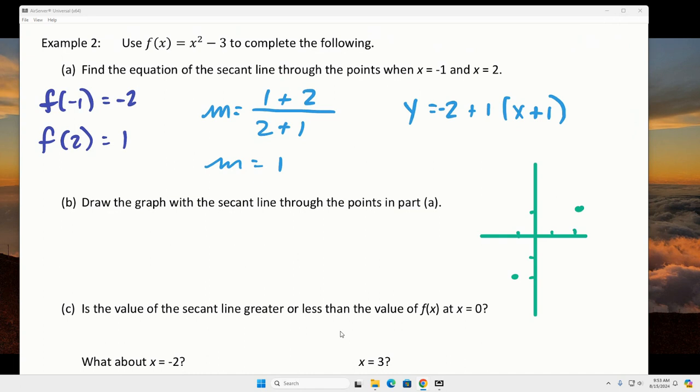Okay, so I just graphed the 2 points that I found on the A part. And this time I know this is a parabola that opens upward, and I know also that it shifted down 3. So my vertex is going to be right here. So I can just kind of draw a little parabola. All right. And then those 2 points I found on part A have to be on my secant line, or it's not a secant line.